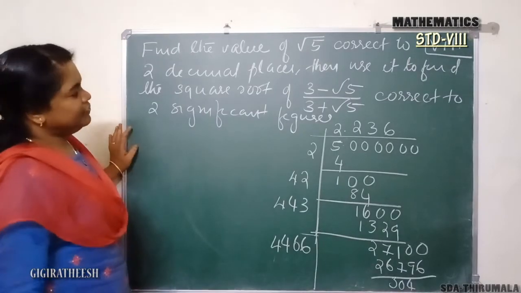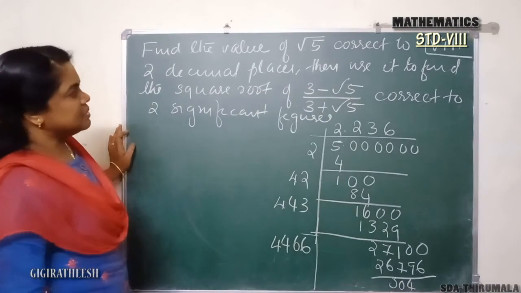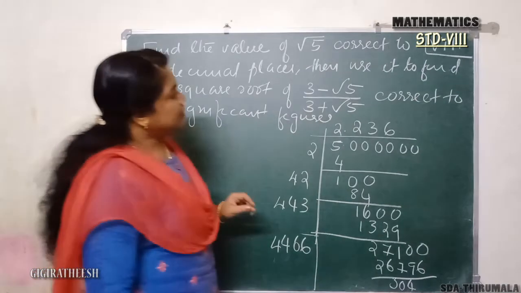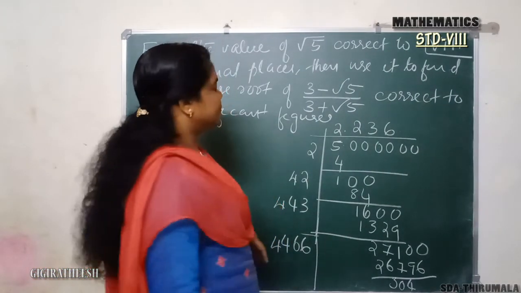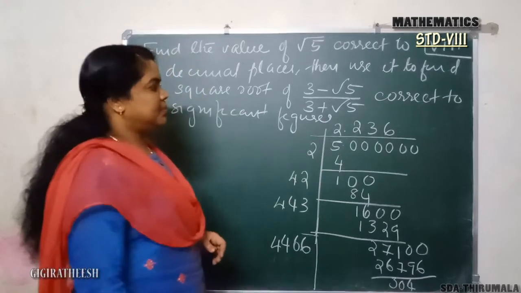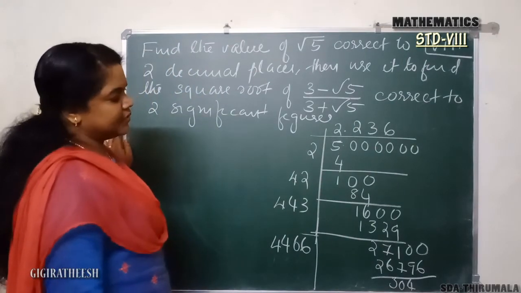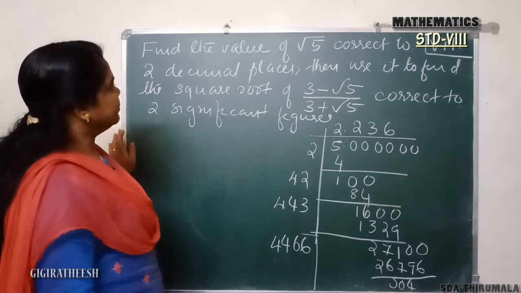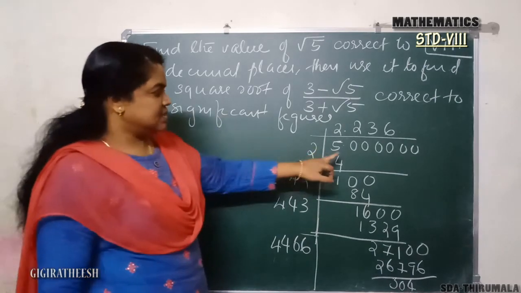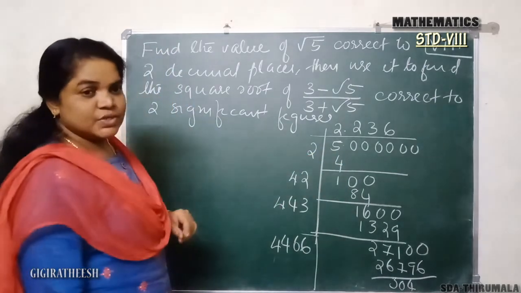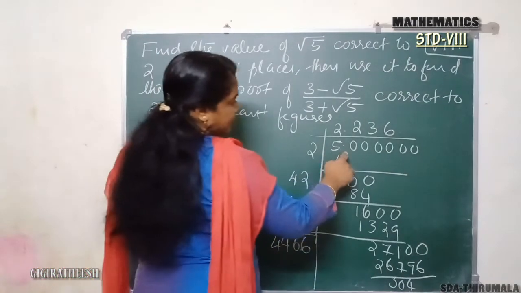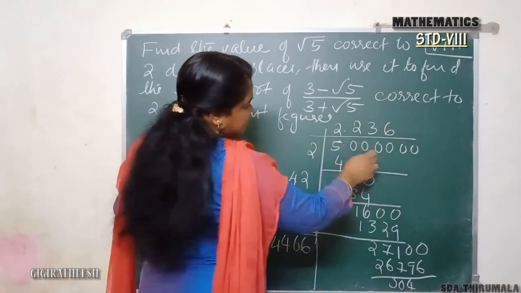Find the value of root 5, correct to 2 decimal places. Then use it to find the value of (3 minus root 5) by (3 plus root 5), correct to 2 significant figures. Here, first find the value of root 5 by using the division method.